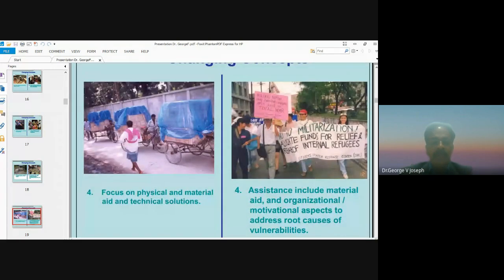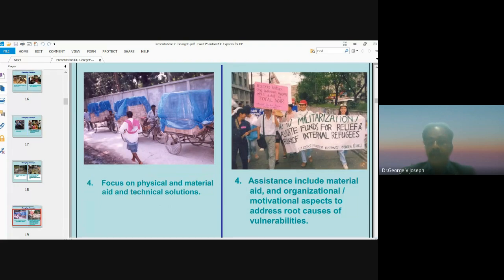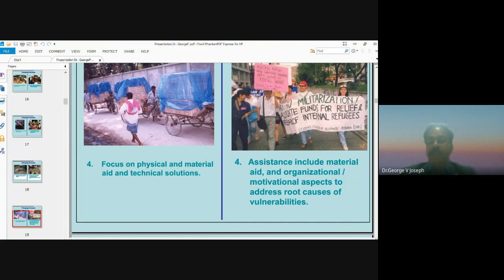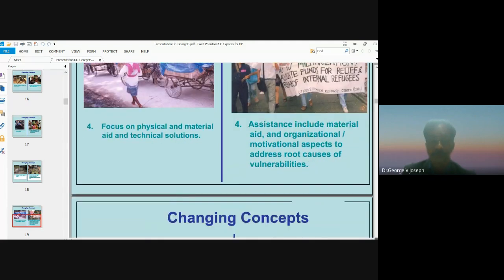Then earlier the focus was on physical and material aid. Now the focus is also on motivation aspects, training, and addressing the root causes of vulnerabilities. What are the root causes of vulnerabilities? We have earlier discussed this issue, like poverty and lack of resources. We will come to that again. So this can be better understood, assessed and strengthened by the local community.